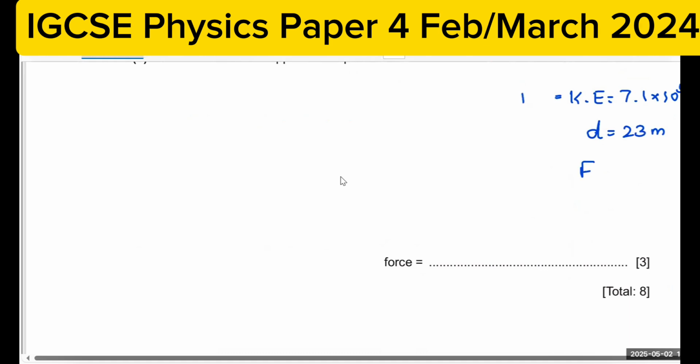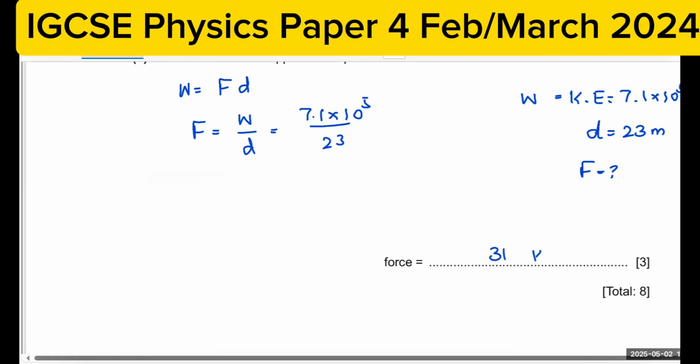In this case, kinetic energy is equal to the work done by the engine. So you will find the force. Very easy. Work done is equal to force times distance, or force is equal to work done, or kinetic energy, over distance. Putting the values, 7.1 times 10 power 5 divided by 23. So after solving, you will get 31 kilo Newton or 31,000 Newton.